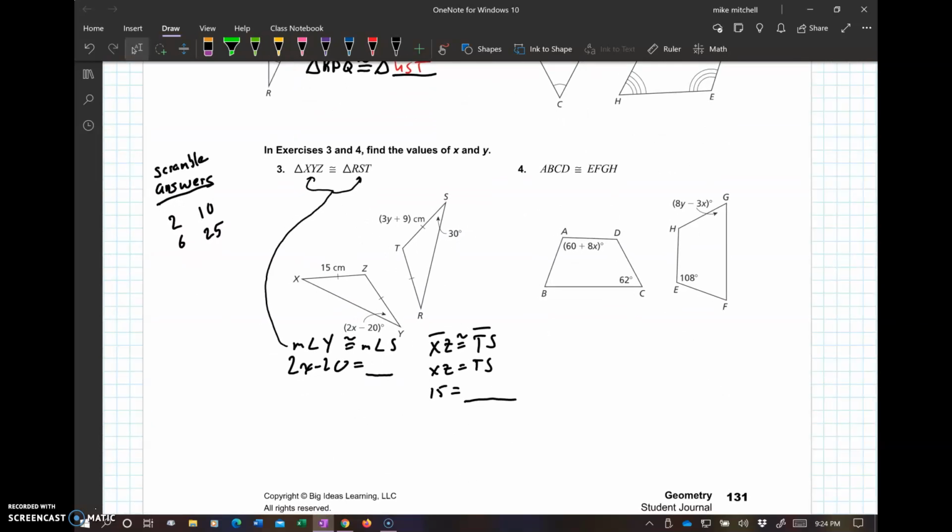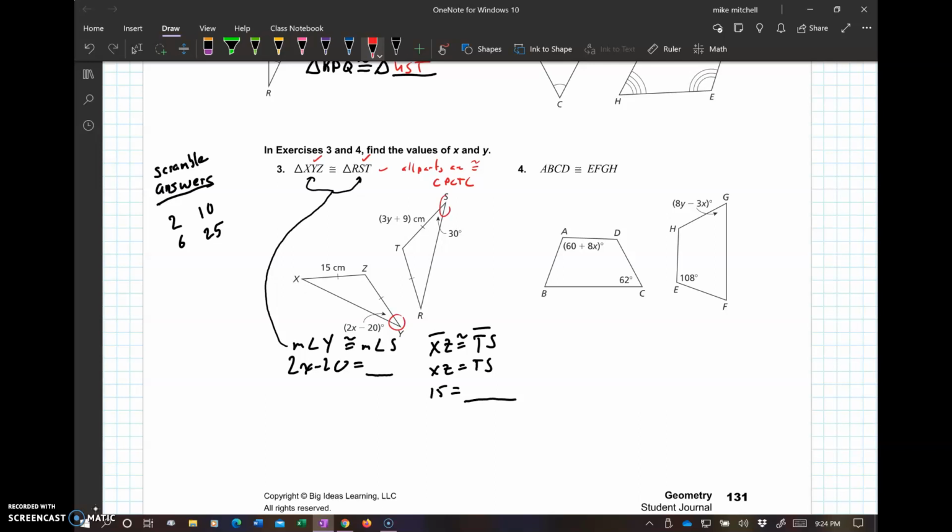Number 3, find the values of x and y. So we got these corresponding parts, okay? Now they're not marked as congruent, but we have congruent triangles. If these triangles are congruent, all the parts have to be congruent. We call that CPCTC. I'll explain that another time when I see it come up. But corresponding parts of congruent triangles are congruent. So if you notice here, Y is the second letter, S is the second letter. So angle Y is congruent to angle S. So we know the measure of angle Y is equal to the measure of angle S.